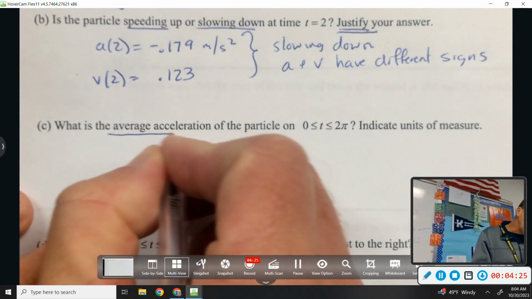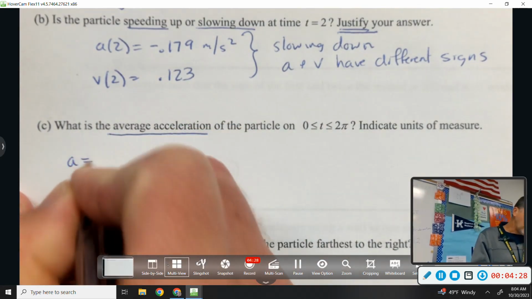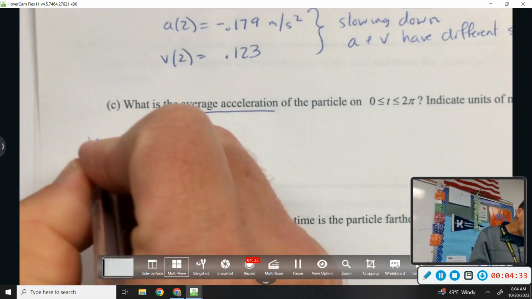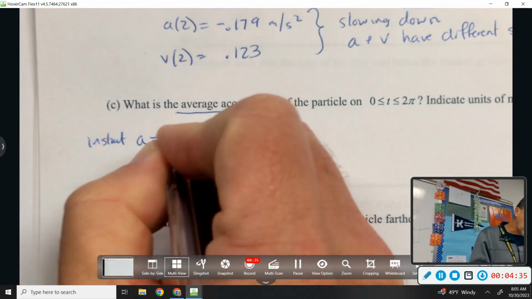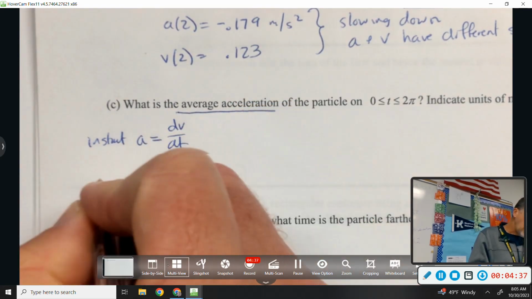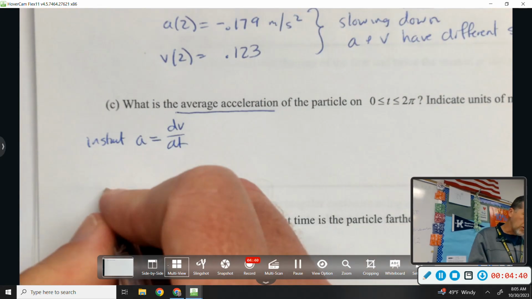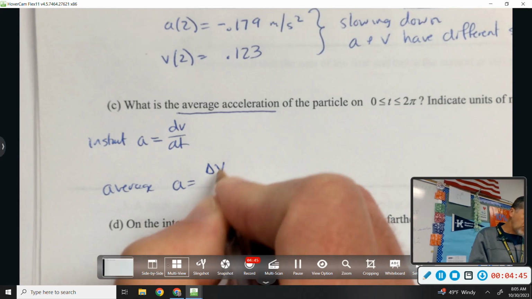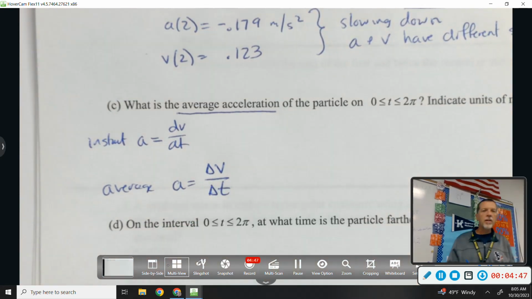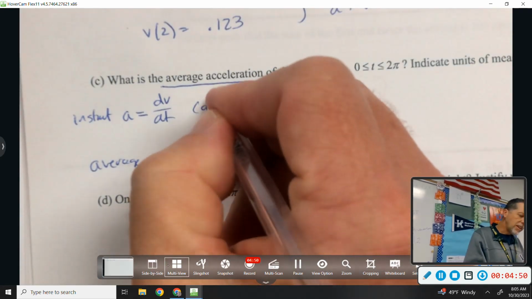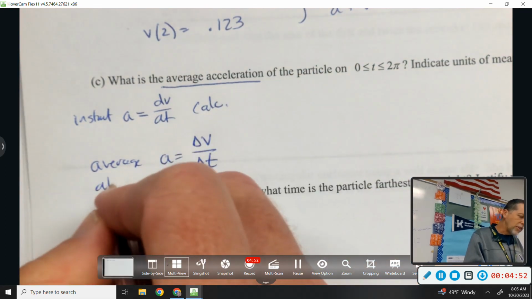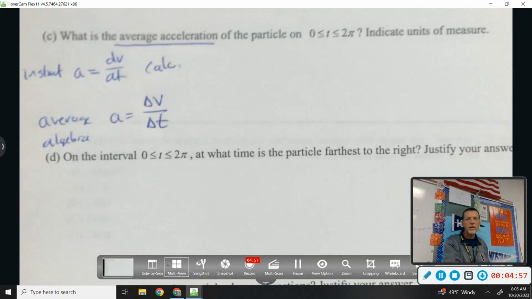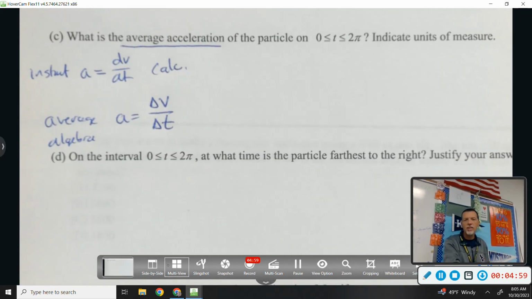Part C, average acceleration. Acceleration is change in velocity over change in time, but we have to be careful here. The instant acceleration would be dv/dt. That's not what this is. That was what part A was. The average acceleration is change in velocity over change in time. So instant is a calculus thing. Average is an algebra thing. This is like calculus slope versus algebra slope. So it's not an MVT problem, but it uses that same idea.